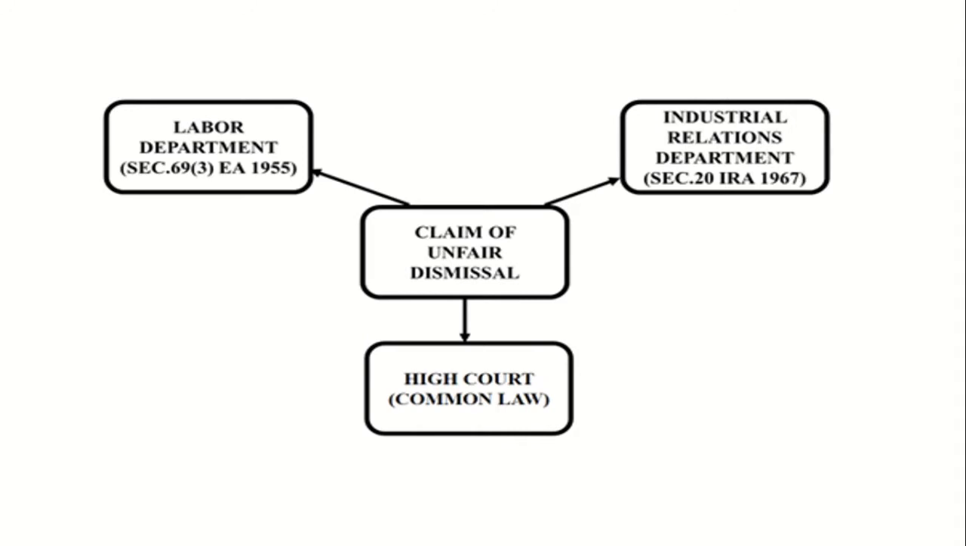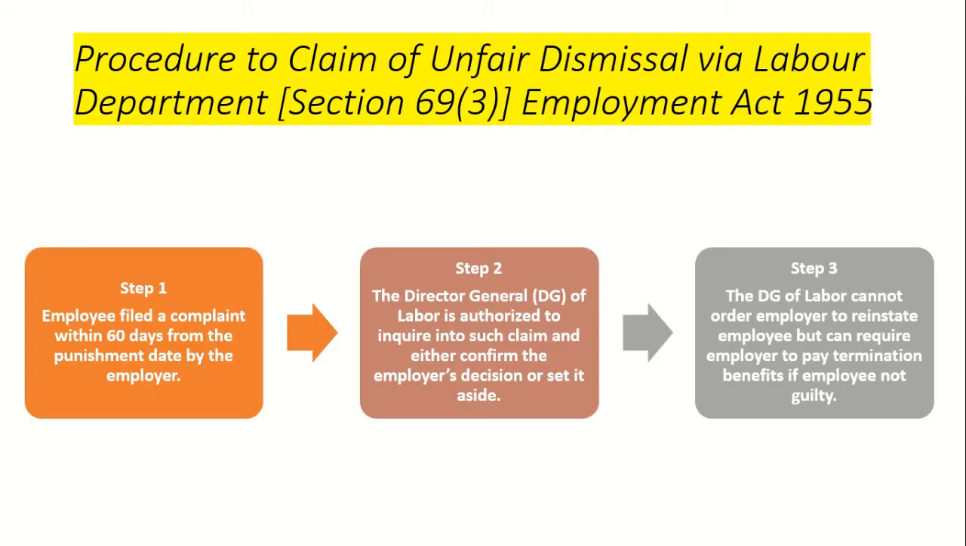Okay, for your information, kita ada 3 channel untuk claim for unfair dismissal. So first channel is through Labour Department using section 69B EA 1955. Number 2 is through Industrial Relations Department using section 20 of the Industrial Relations Act 1967. And number 3 is through High Court using common law. So these are the 3 channels that can be used by an employee to claim for unfair dismissal. Okay, let's take a look one by one.